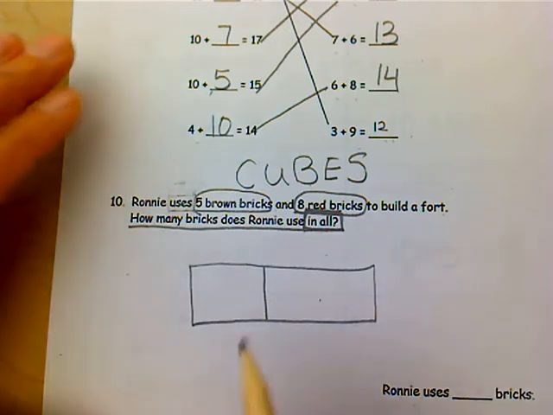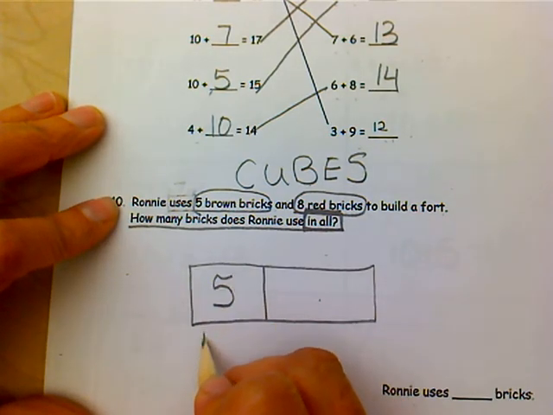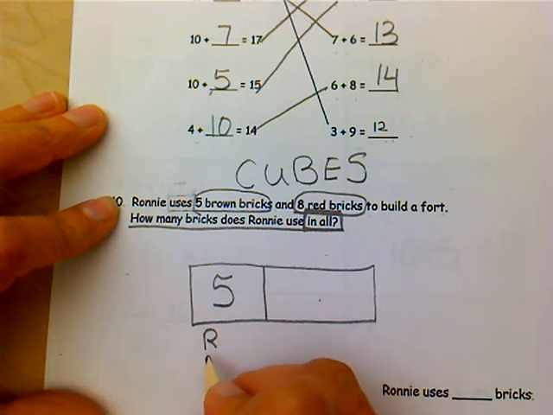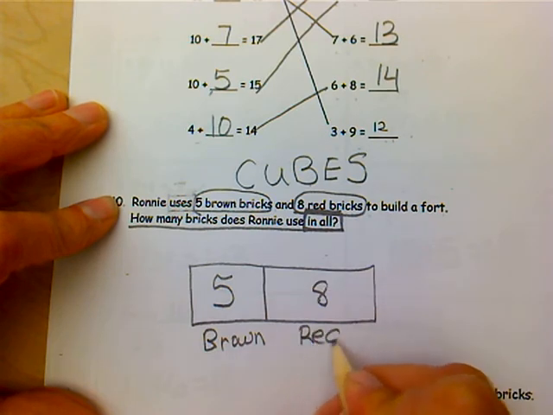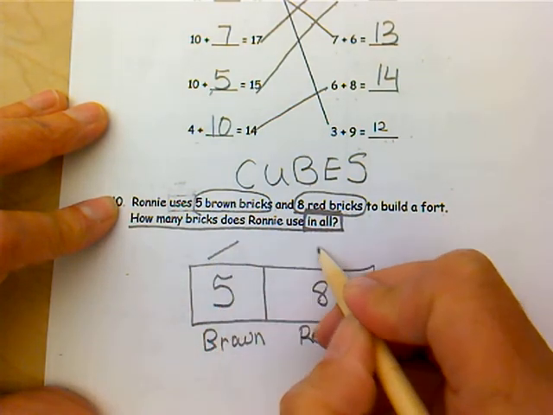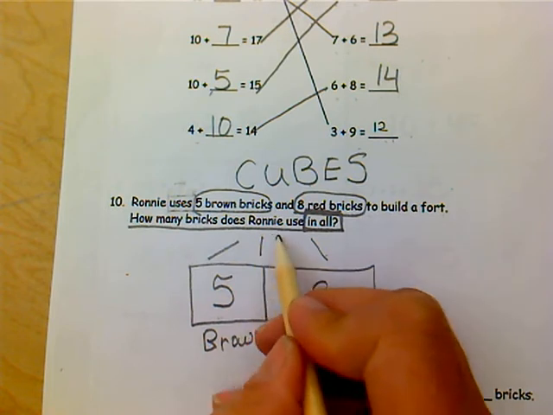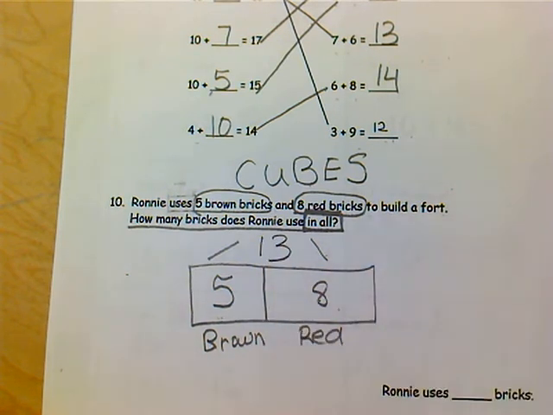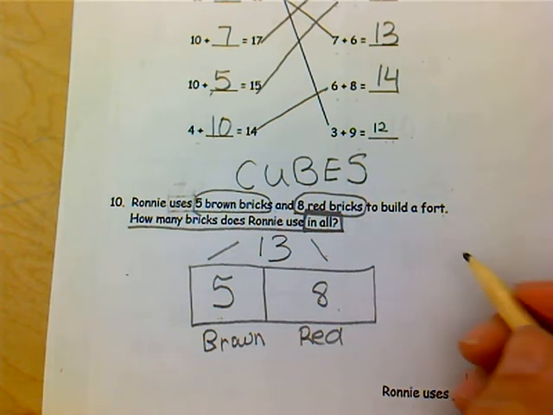Are you back? So I know that I had 5 brown. Oh no, that's 5 brown. And I had 8 red bricks. So I'm going to put those two together in my part plus part equals whole. 8 plus 5 would be 13. So how many blocks does Ron use altogether? He uses 13 blocks.